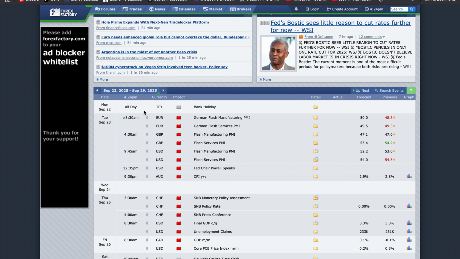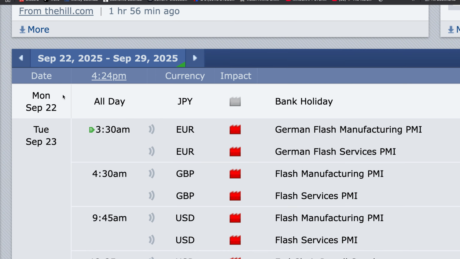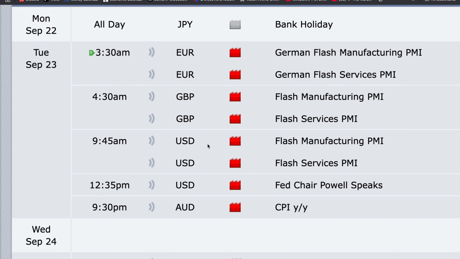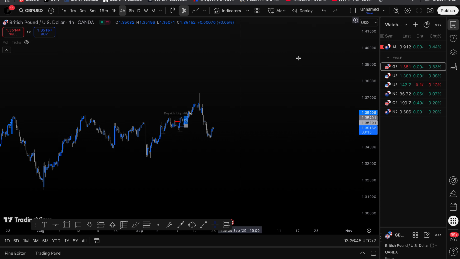Today is Monday. Tuesday is the day I'm going to trade. I didn't trade today because there was just no news today, but Tuesday there's Euro, GBP, US dollar and AUD news. So that gives me 4 different types of setups that I could potentially look for because of the 4 currencies that are actually going to be moving.